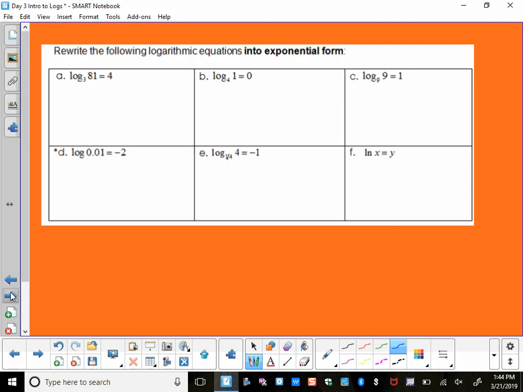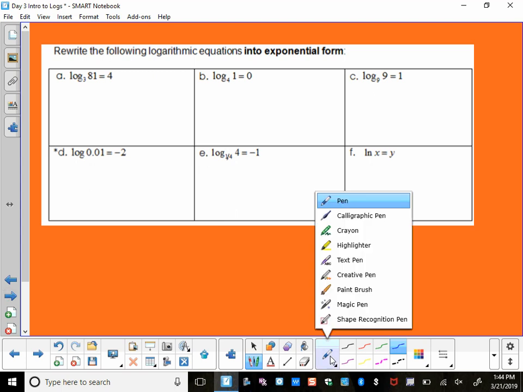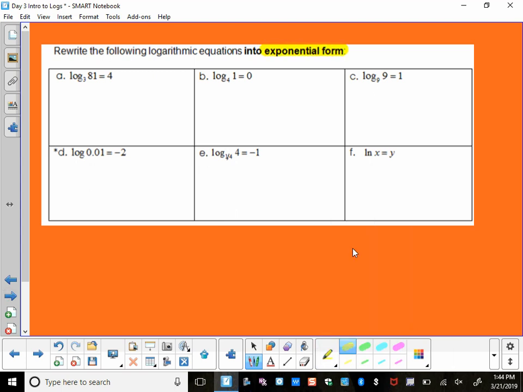All right, let's look at this first part. It says, rewrite the following logarithmic equations into exponential form. That's important because it's telling you what you need to do. So make sure that you're reading the directions. Highlight it, underline it, do what you want. Look at letter A. Log base 3 of 81 equals 4. That's what that means.